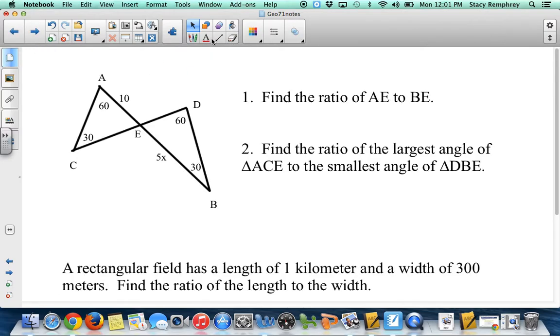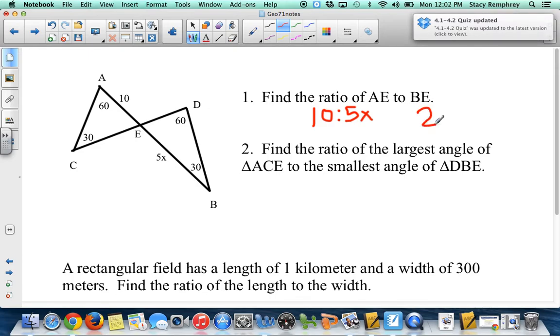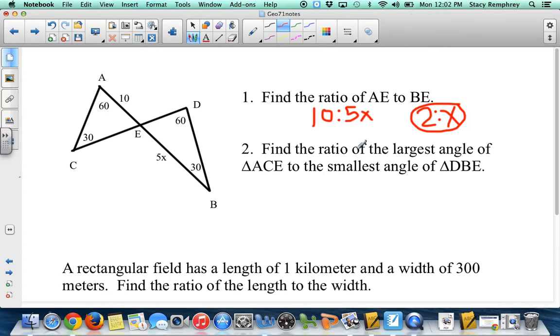So find the ratio of AE to BE. These are the really easy problems. Remember, it's section 1. So AE is 10, BE is 5x. So you can write it as a fraction or with the 2 dots. The 2 dots are just like a fraction bar. So this can be reduced back to 2x. Okay? So that's the answer you would put down, the reduced one.